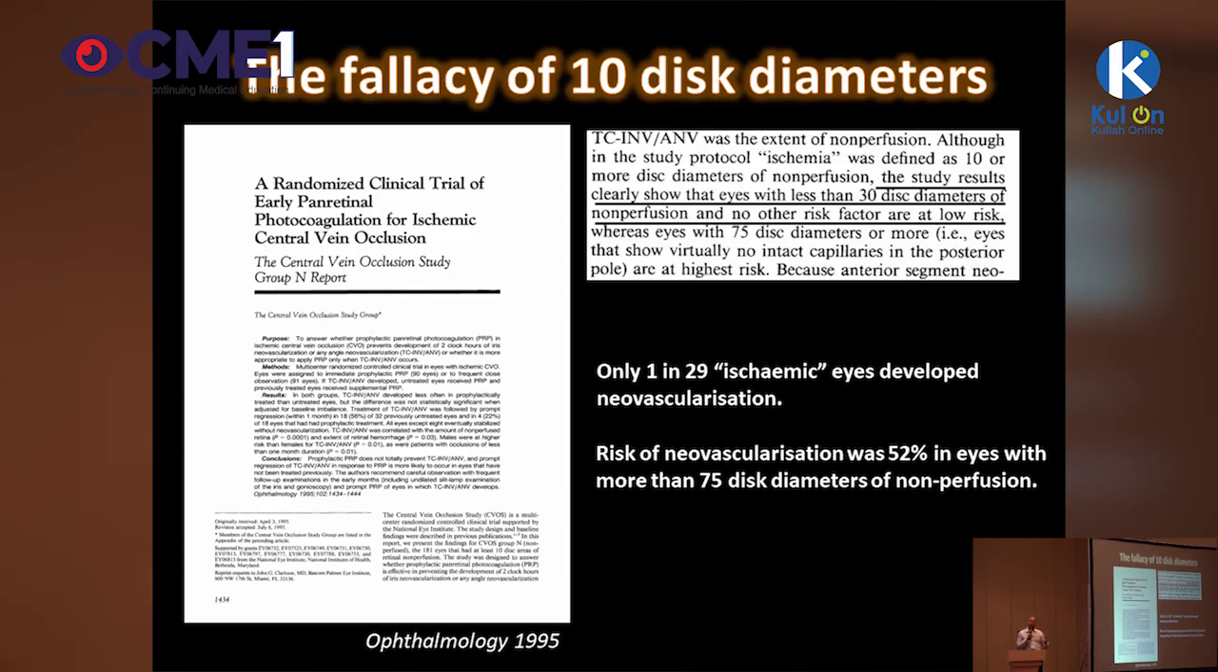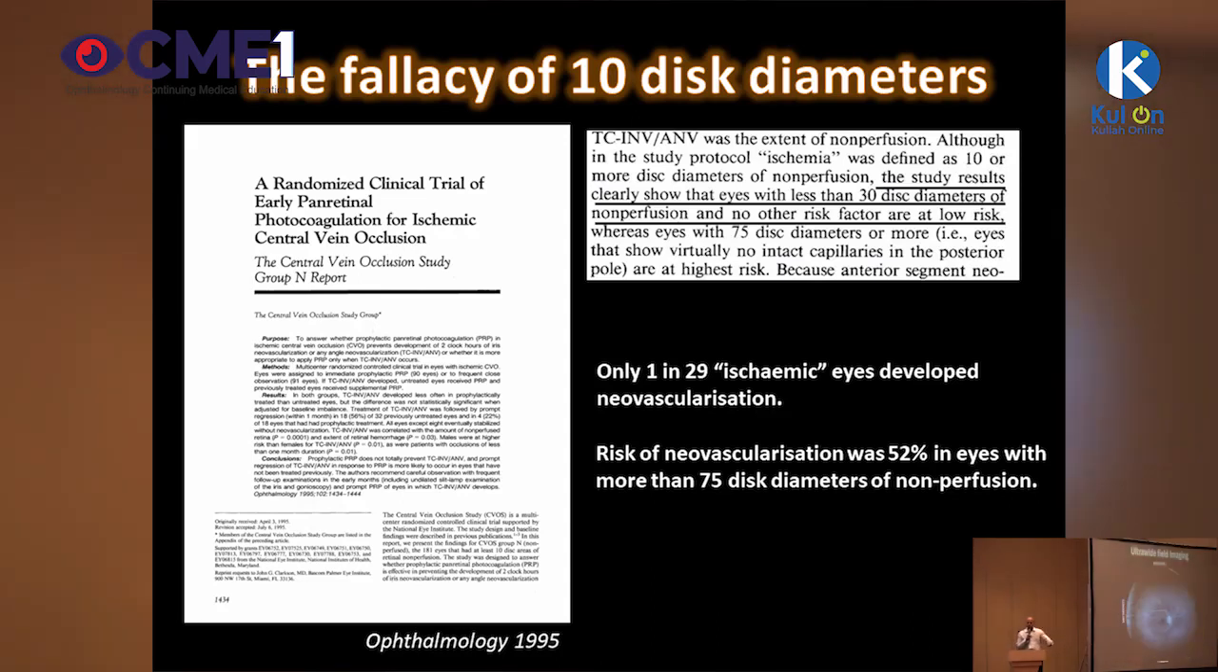However, if you had more than 75 disc diameters of non-perfusion, then your risk of developing retinal neovascularization was more than 50%. So those patients needed treatment of some sort, and some of them ended up having vitrectomy surgery as well. So now things have changed because we have much better technology to examine the patients and to evaluate the retina. And one thing that has really changed the landscape of retinal vein occlusion management is ultra-wide field imaging. So this is the Optos imaging system. And this actually allows us now to look at the entire retina from the ora serrata from one side to the other.